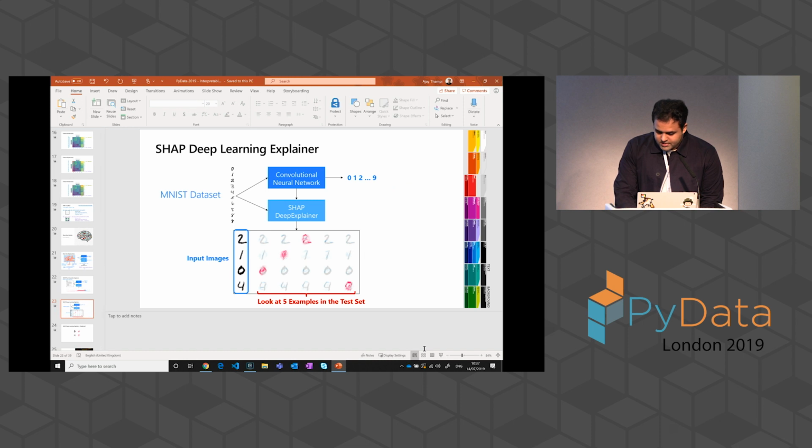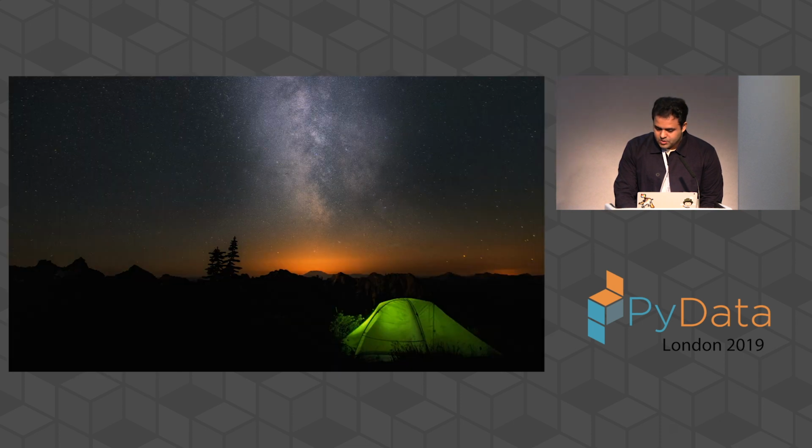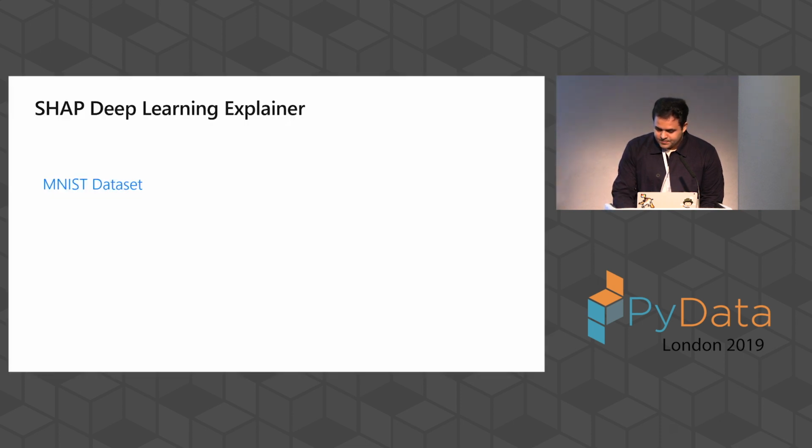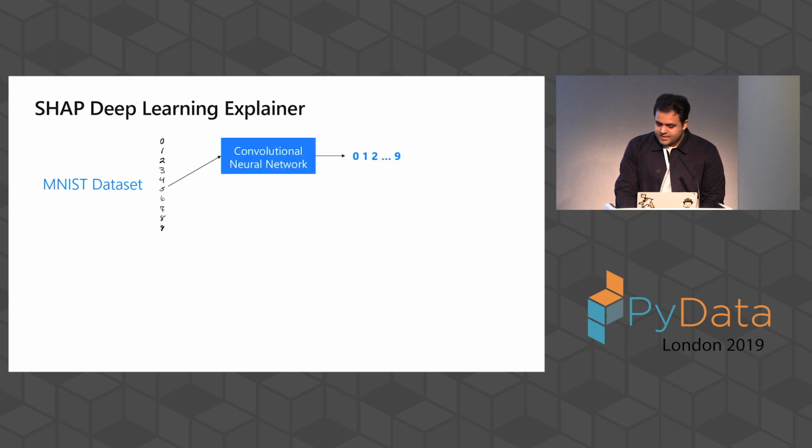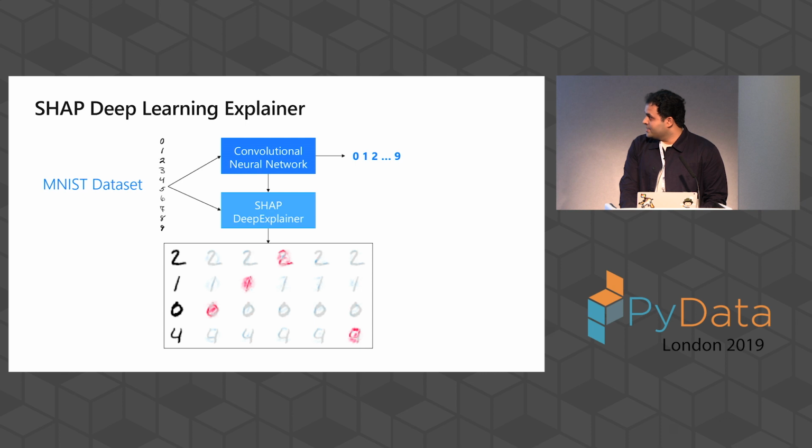You can of course use SHAP to look at deep learning models. So here I'm using the MNIST data set, trained a convolutional neural network, and then use the SHAP deep explainer class to come up with an explanation like this. So here I'm basically looking at a superpixel.